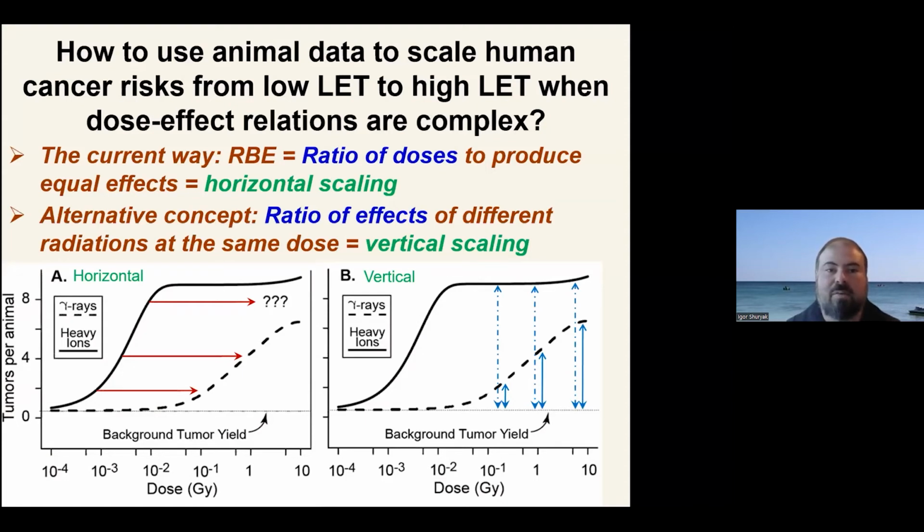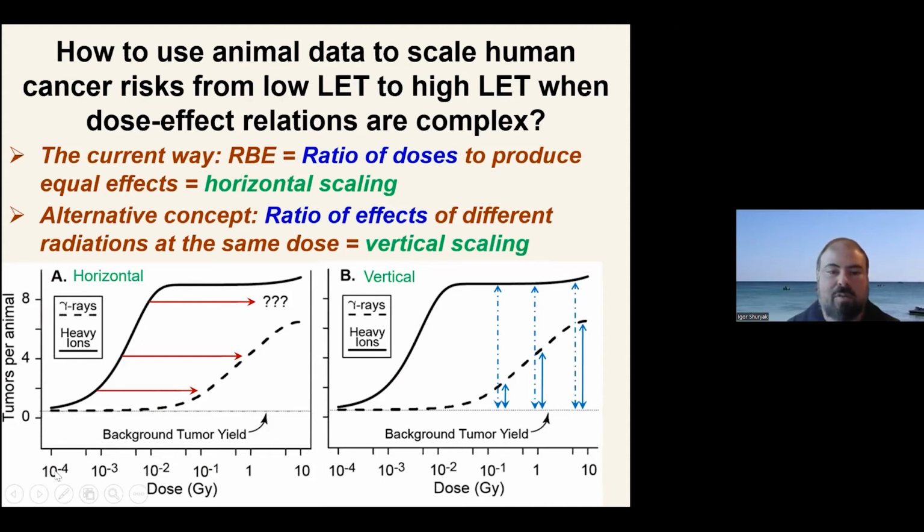So the current way to do it is RBE, which involves calculating a ratio of doses which produce the same effect. So effectively, it is a horizontal scaling of dose response curves. But also there is an alternative concept of vertical scaling, where you take the ratio of effects of different radiations at the same dose. And these two concepts are shown by these schematic diagrams on the left and on the right.